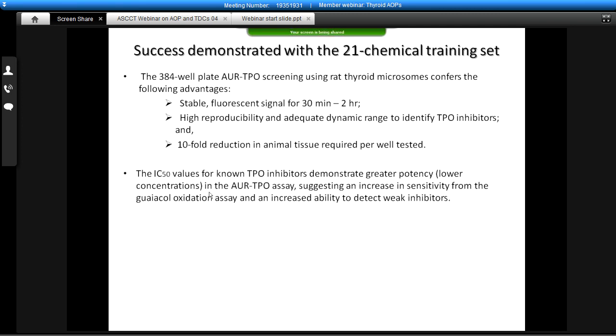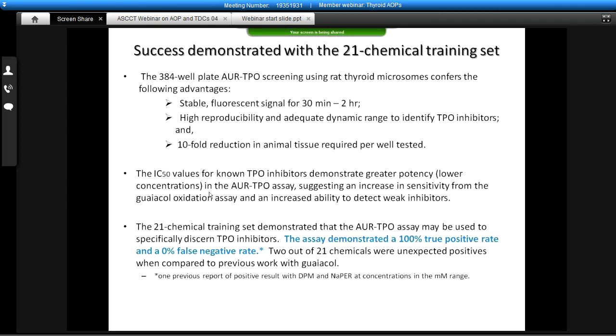The IC50 values for known TPO inhibitors demonstrate greater potency, i.e. they act at lower concentrations in the Amplex Ultra-Red TPO assay. And this would suggest an increase in sensitivity from the glycol oxidation assay and a potential increased ability to detect weak inhibitors, but more would have to be done here for me to feel certain that that's the case.